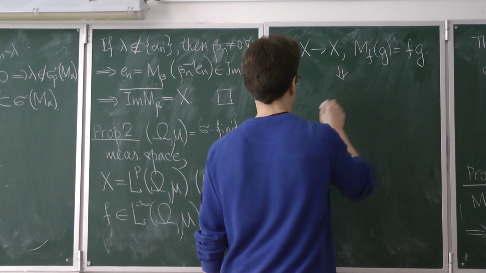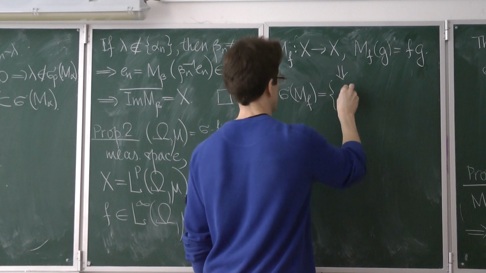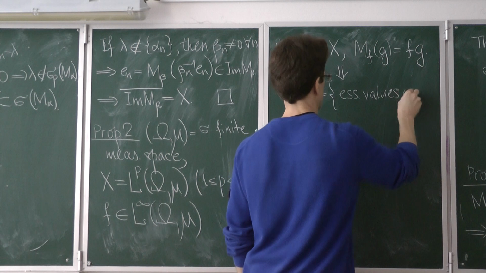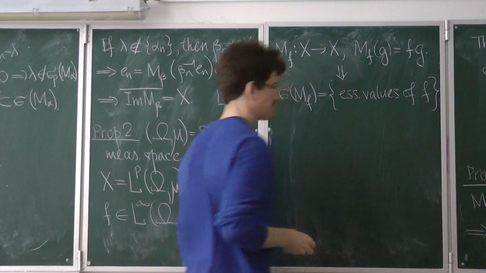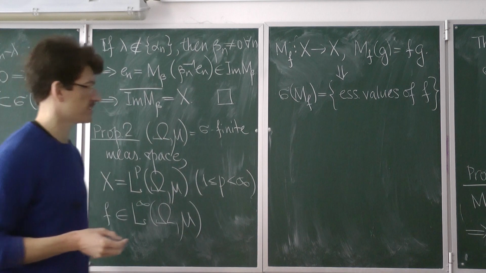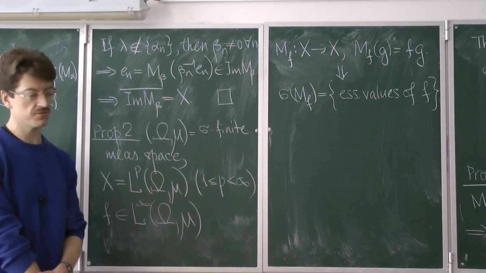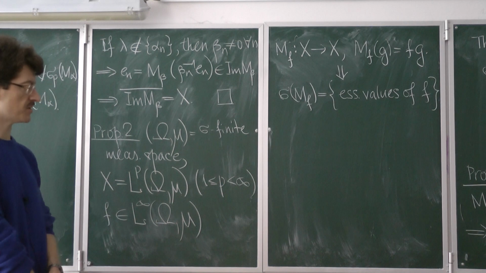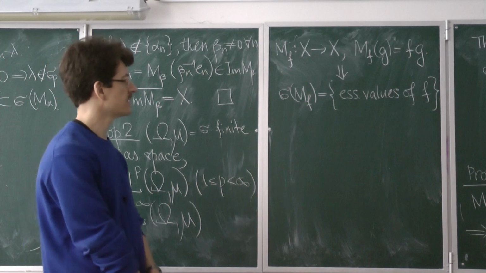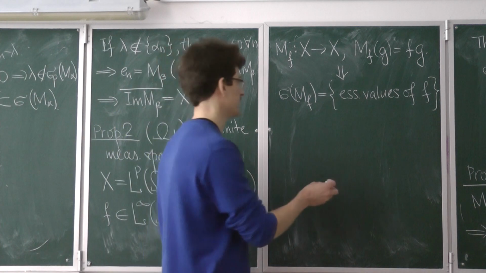I claim that the spectrum of this operator is the set of all essential values of f. So we discussed this notion a couple of lectures ago. A complex number is an essential value of f if the measure of the preimage of any neighborhood of this point is positive. So the spectrum of this operator is the set of all essential values of f.